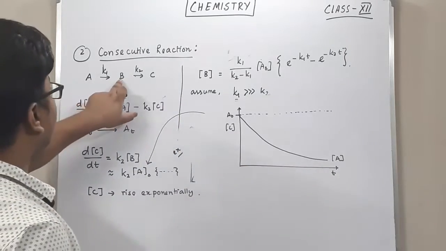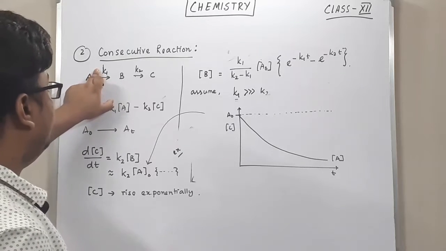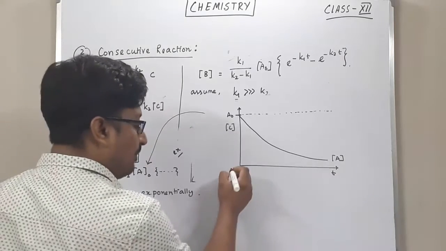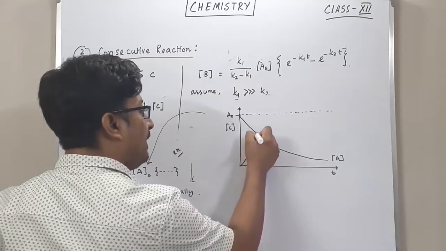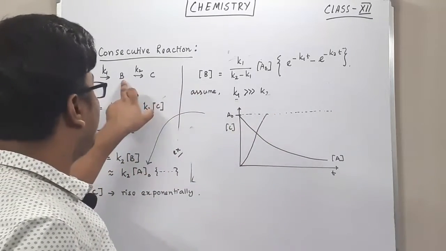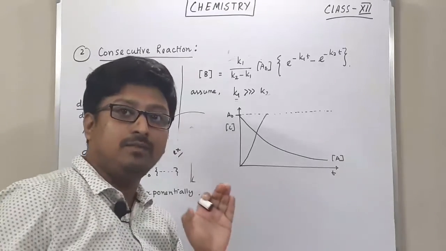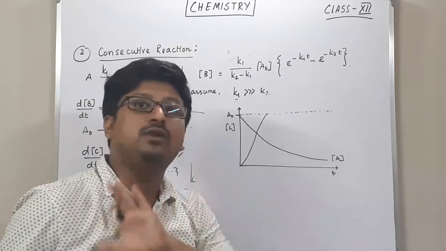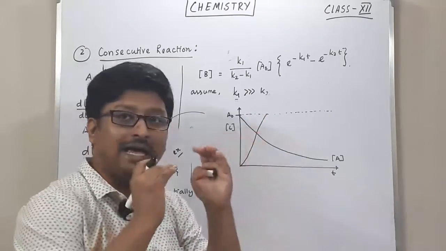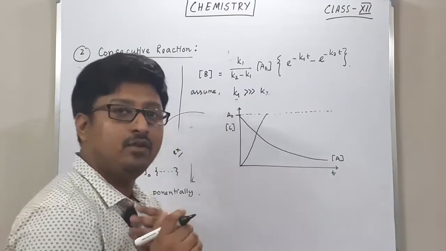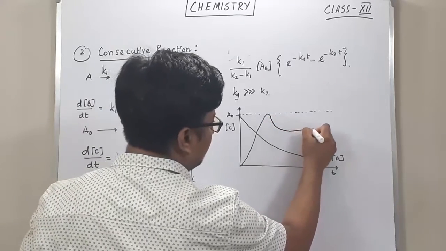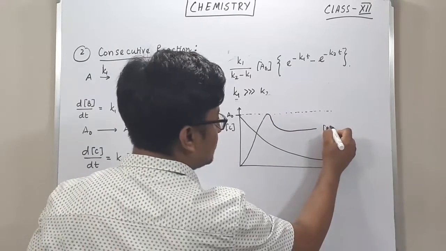Now intermediate B: if K1 is faster and K2 is slow, then the concentration of B will rapidly increase up to the maximum. Why? Because the total formation of B takes place at the maximum where A is totally depleted. So B can go to its maximum where A is concentration limited. It will reach the maximum, then come down and remain constant with respect to time.